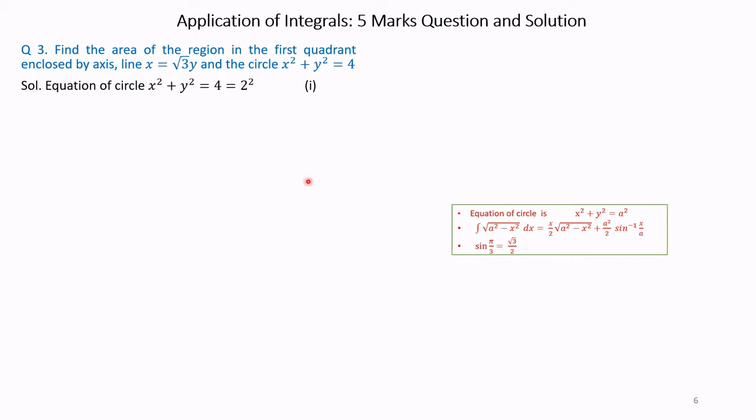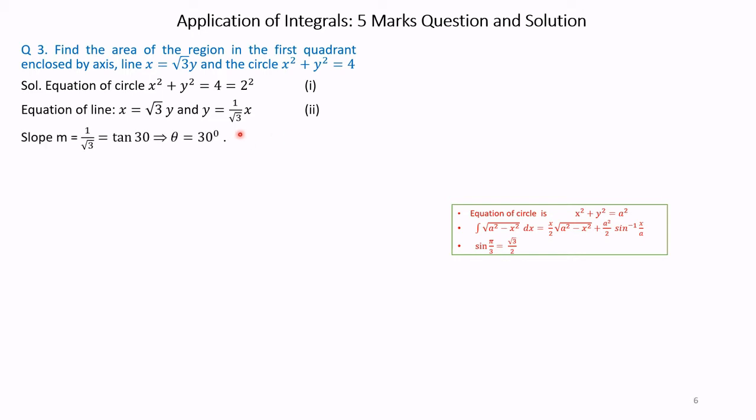So it is given x square plus y square is equal to 4, which is the equation of the circle. We have written it as it is. So the equation of the line is x is equal to root 3 into y, and therefore y is equal to 1 by root 3 x. Let it be equation 2.